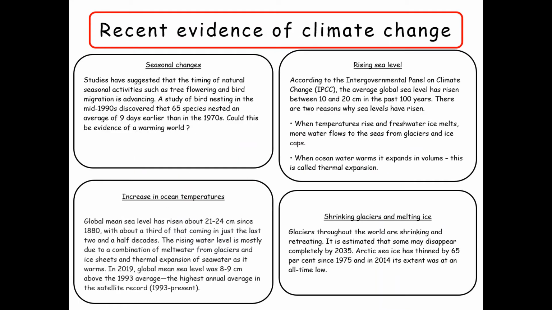Now, how do we know that the climate has changed or is changing? Well, there are some recent pieces of evidence that help us understand how the climate is changing. They're on the screen there now: seasonal changes, rising sea levels, an increase in ocean temperatures, and shrinking glaciers and melting ice. Hopefully they're pretty self-explanatory, but please pause the video now and have a little read through, take notes if you need to.